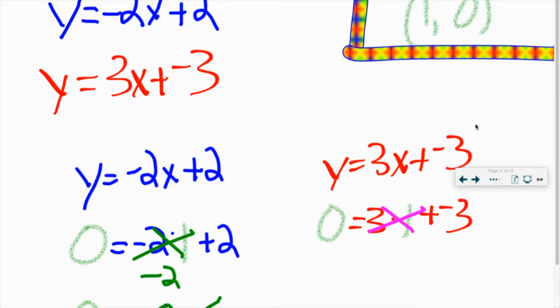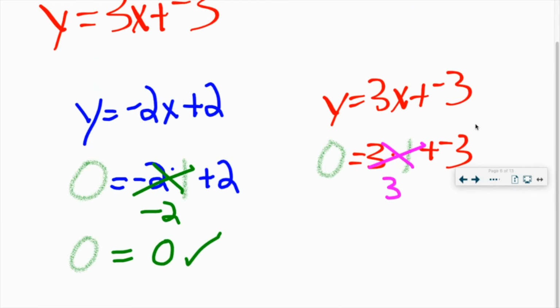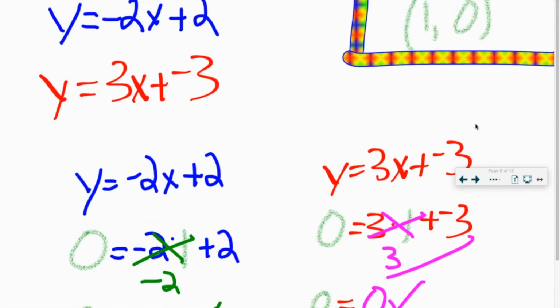3 times a positive 1 gives you a positive 3. On the left side, we've got 0 equals 3 plus a negative 3 up here gives me 0. That is another truth statement. So our solution did work, and you are correct. Our answer is 1, 0. The intersection point of the two lines is 1, 0. The solution to the system of equations is 1, 0, the spot where they both connect or intersect.